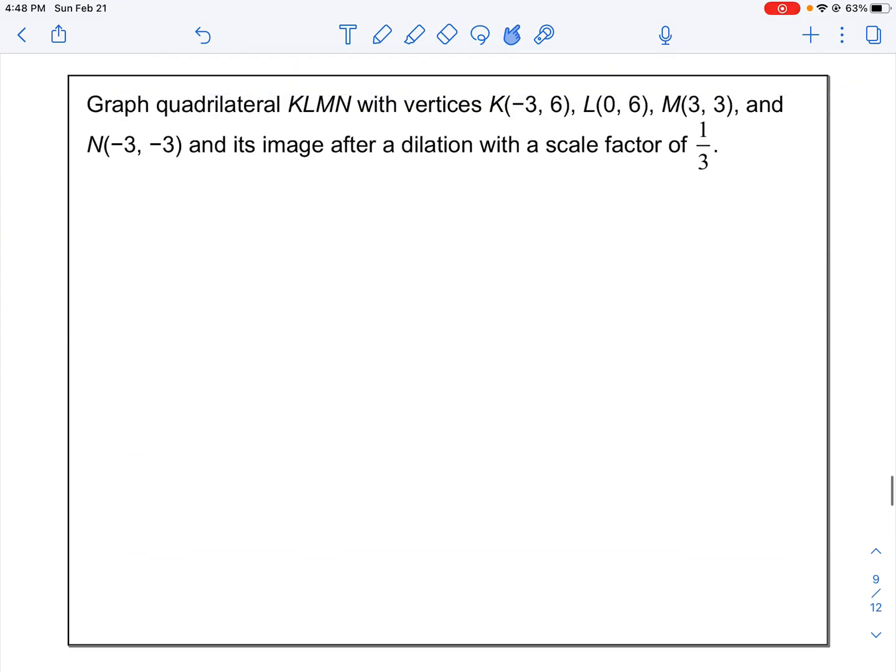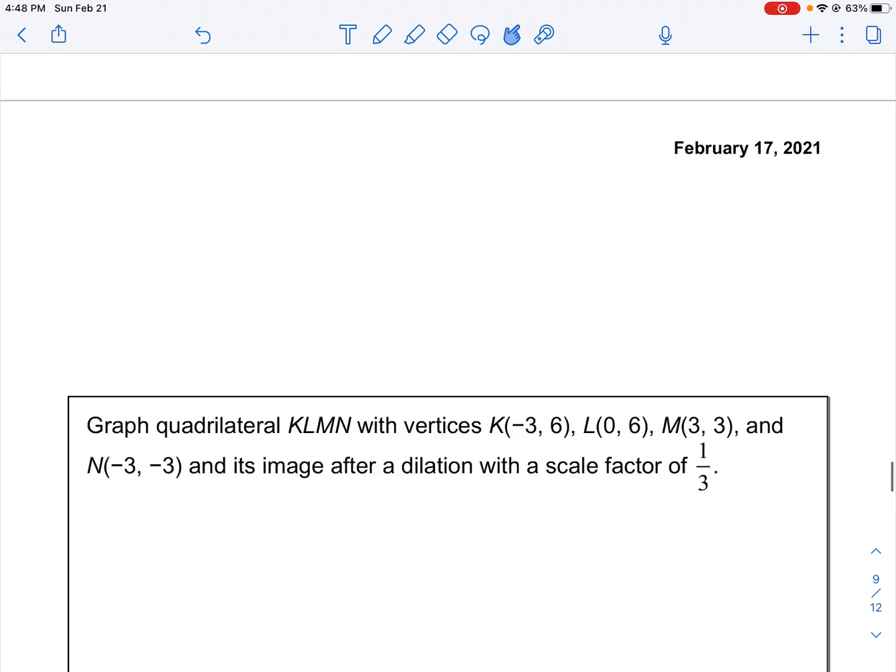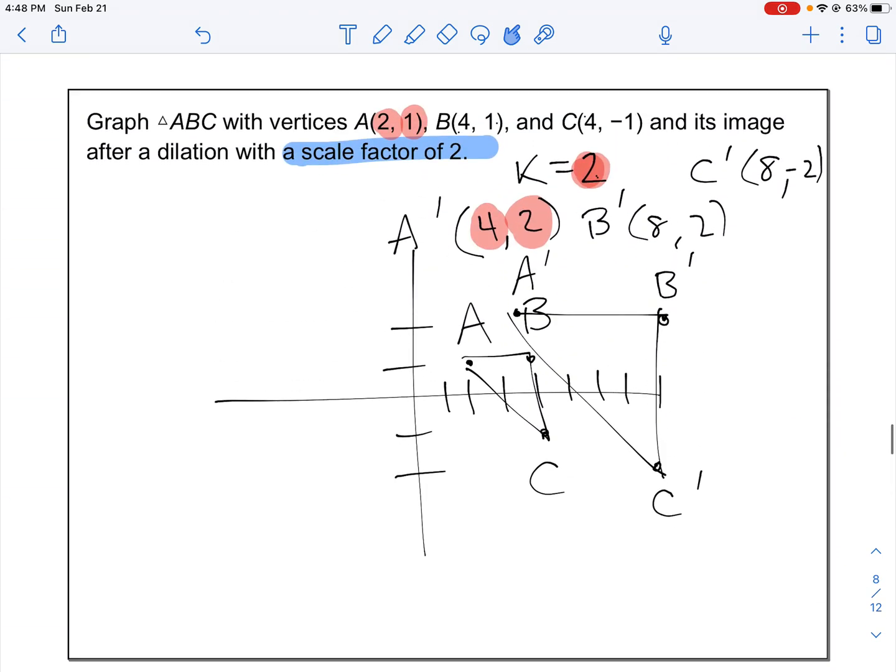And yeah, in the past we did ones with scale factors that are fractions, but this year we're not.